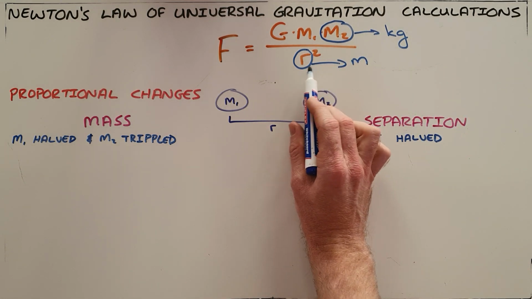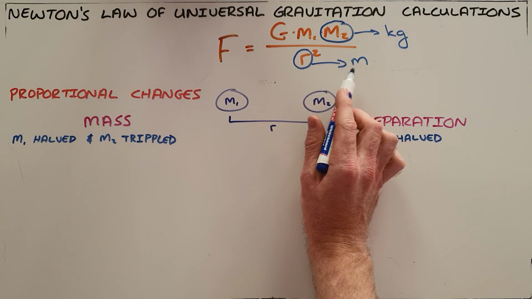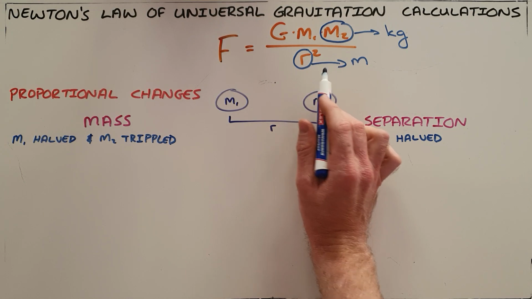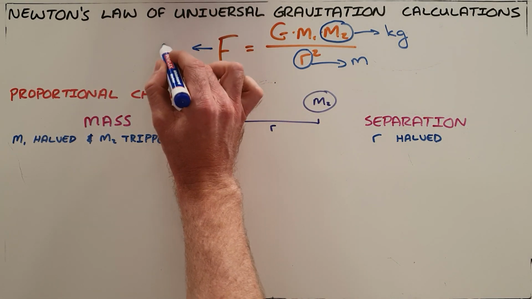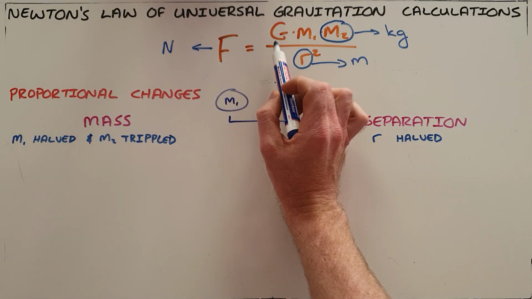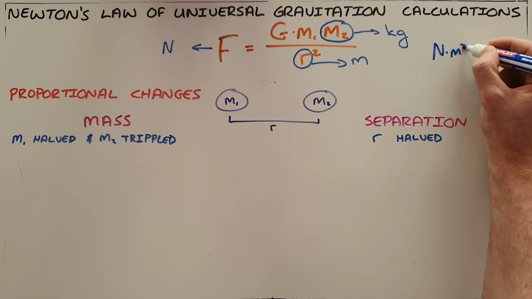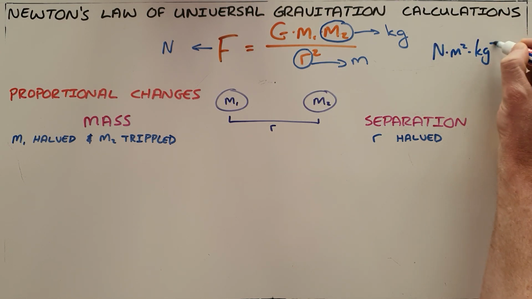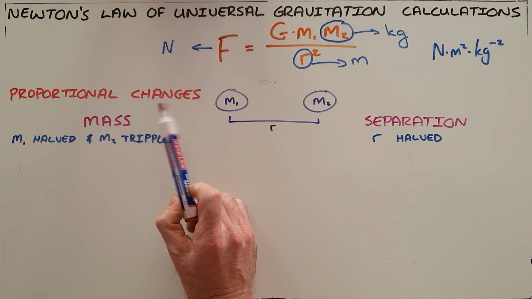This is a common stumbling block where distances are often very large and they're given in kilometers, and you must remember to convert it before substituting into the equation. We know that forces are always measured in newtons, and Newton's gravitation constant has the units newton meters squared per kilogram squared. However, the far more common way of asking these questions is in the form of a proportional change.